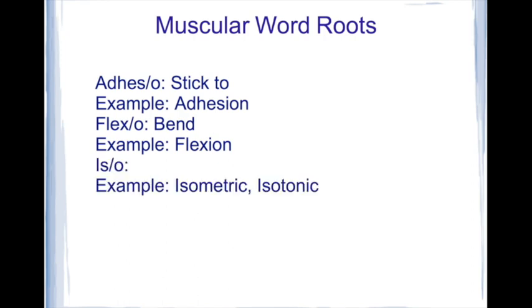Okay, iso. Example, isometric or isotonic. These are muscle contractions that you really, really should know. Metric means length. Tonic means tension. In these two types of muscle contractions, something is changing and something is staying the same. Iso means same. So in an isometric contraction, the length is staying the same, but tension is changing.